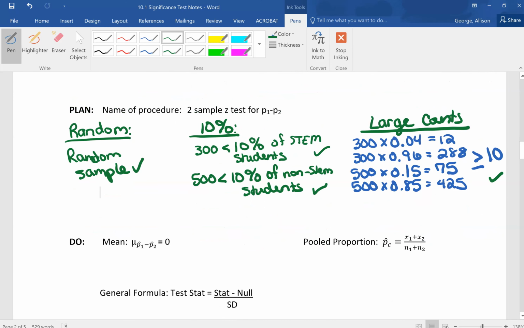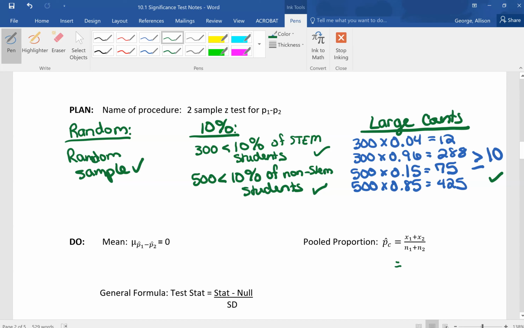Alright, so the mean is always going to be 0. You just need to know that. I mean, that's what we use when we would type it in Norm CDF. We would do our lower, our upper, and then 0 and 1. So that's fine. Now what we need to find is our pooled proportion before we can plug into our formula.